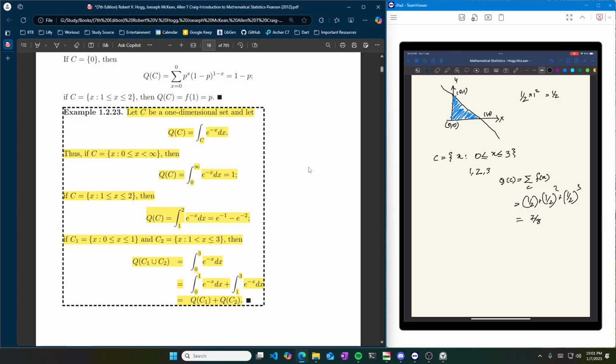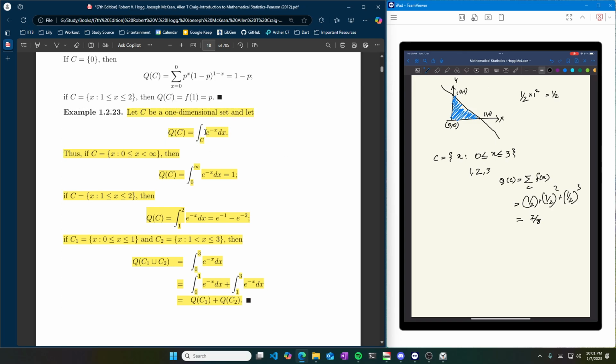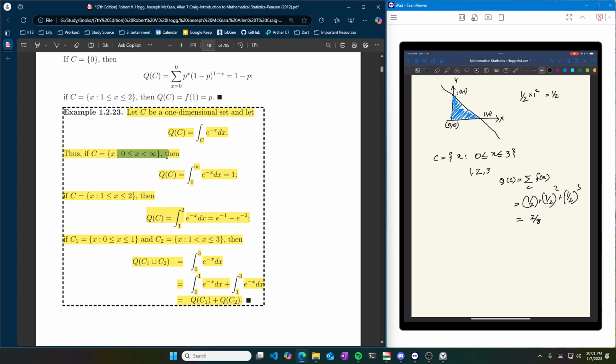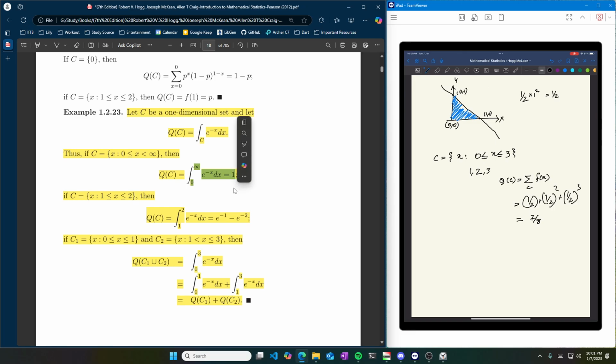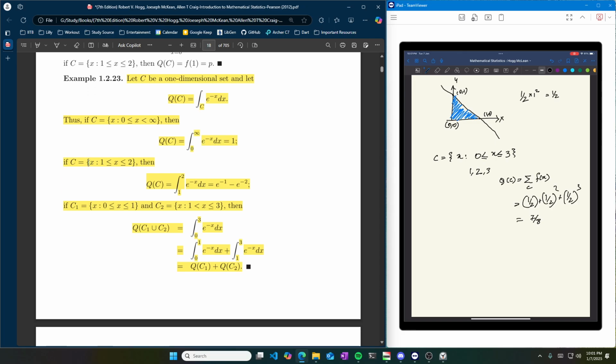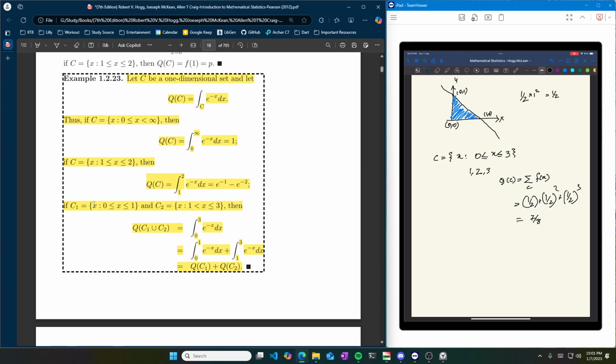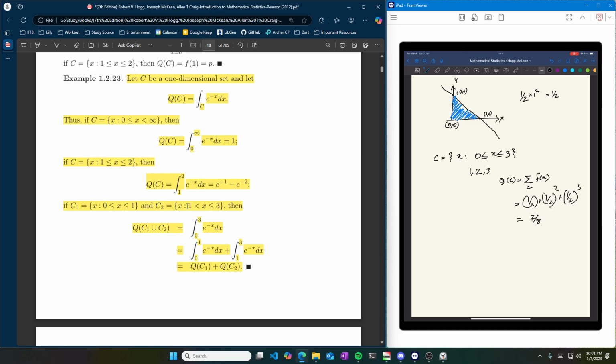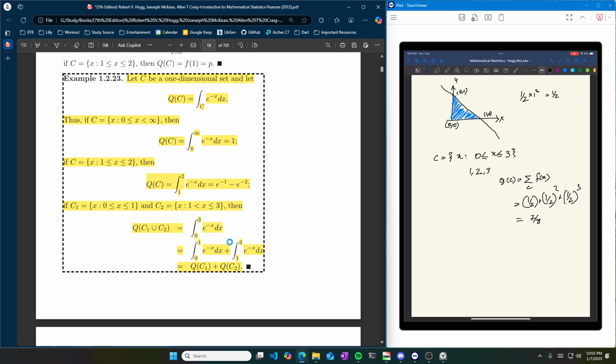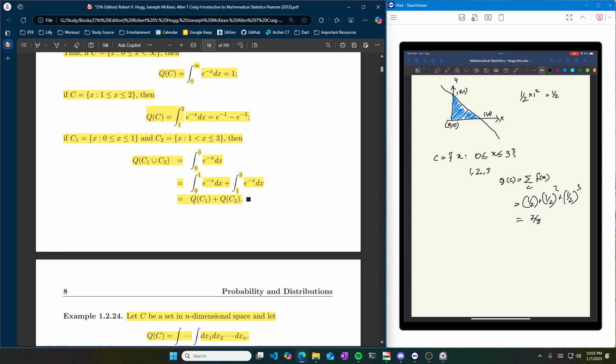Okay, let C be a one-dimensional set. Let QC equal the exponential function, the inverse exponential function. And if C is 0 to infinity, the integral of this is 1. Then we can calculate this value. If C is 0 to 1, then we can only, okay, C1 and C2 is this, 1, 2, 3, so even then we have 0 to 3 only. Union would be essentially just that, right? Yeah.